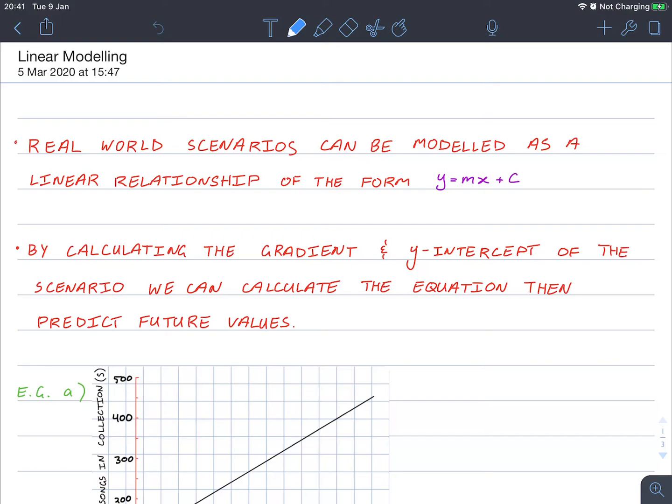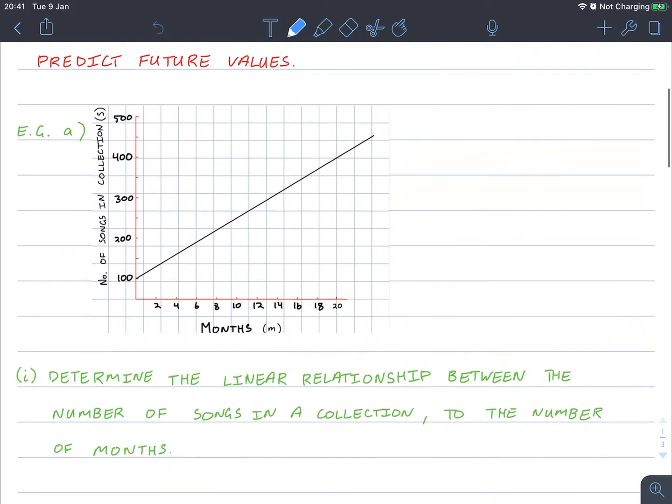Real-world scenarios can be modeled as a linear relationship of the form y equals mx plus c by calculating the gradient and y-intercept of the scenario. We can calculate the equation, then predict future values. So let's get straight into some examples here.